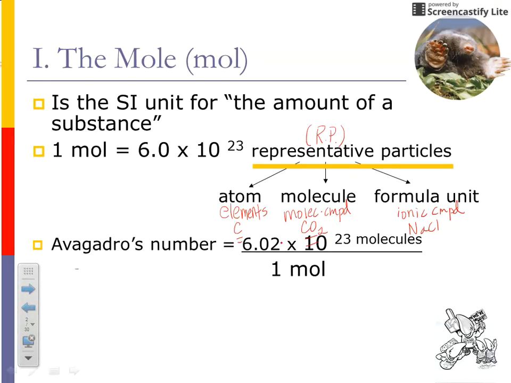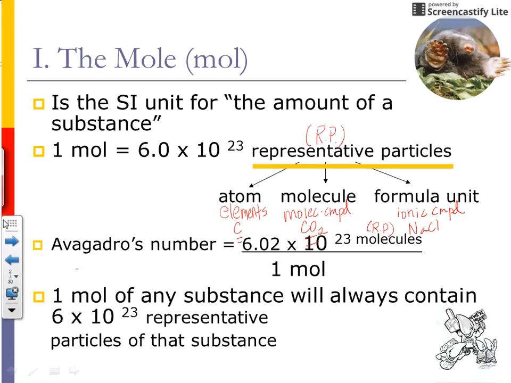Avogadro's number is a conversion factor that we use oftentimes to convert. So if you wanted to write it as a conversion factor, Avogadro's number is 6.02 times 10 to the 23rd molecules, atoms, or formula units. We can say representative particles equals 1 mole. We use this oftentimes as a conversion factor. So 1 mole of any substance will always contain 6 times 10 to the 23rd representative particles of that substance.